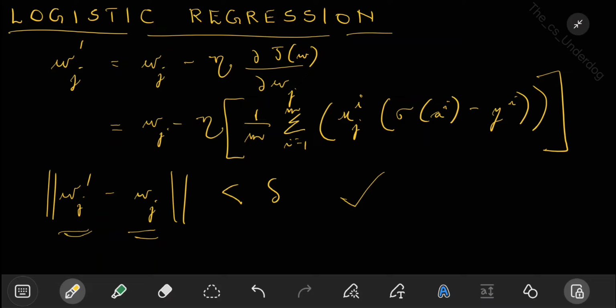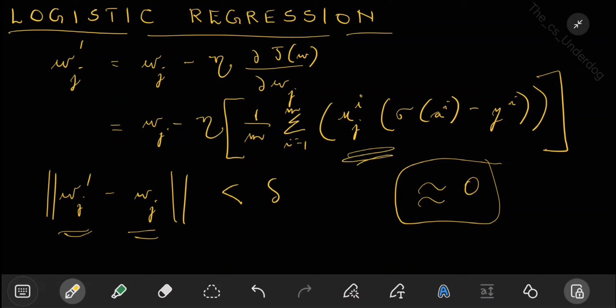The other way is if the gradient is close to 0. That is this gradient value that you are finding. If this value is very close to 0, then there is no point in updating, because this whole thing will be 0. So there will be no point in updating. Then also you will say, okay, it is converged.